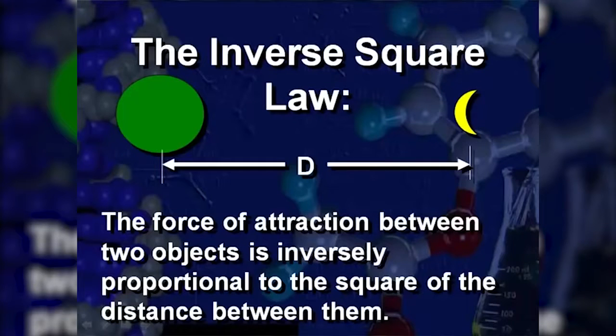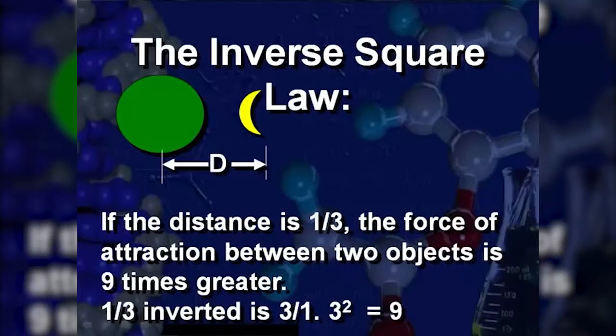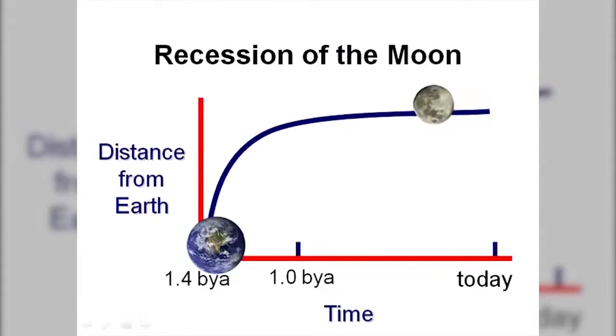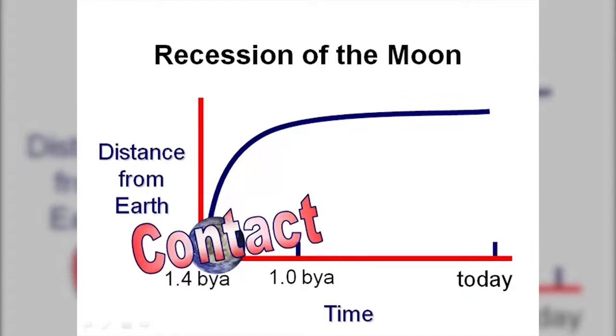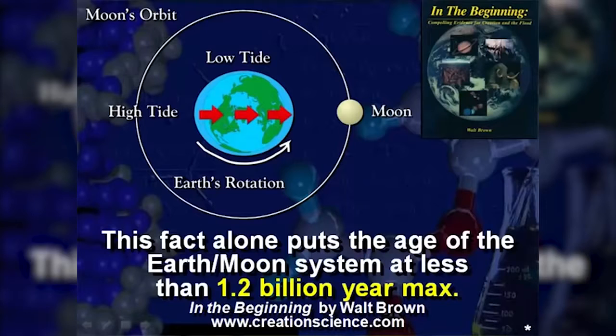There's a law called the inverse square law. If you brought the moon to 1/3 the distance, you flip the 1/3 and square it, you get 9 times the gravitational pull. If you were to do all the math on this, you will find out that the moon and the Earth would have been almost together just over 1 billion years ago. Walt Brown, in his book In the Beginning, says that this fact alone puts the age of the Earth-Moon system at less than 1.2 billion years max.